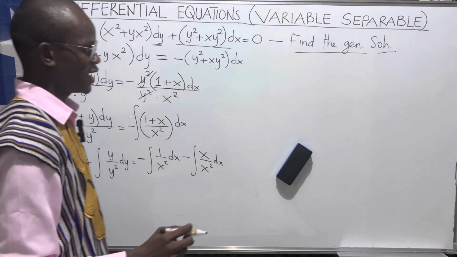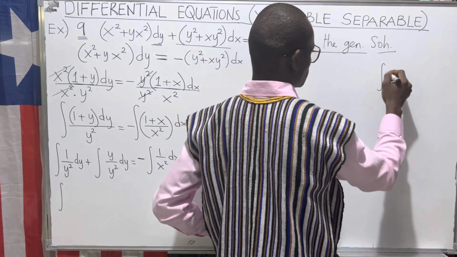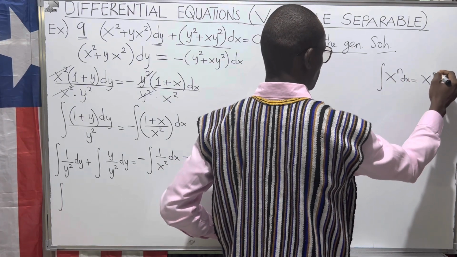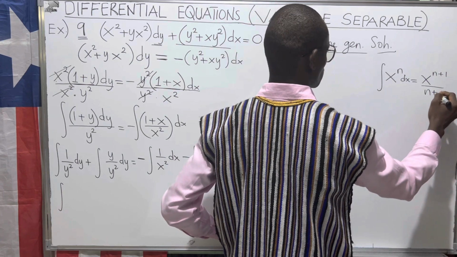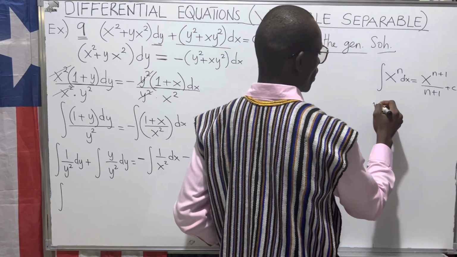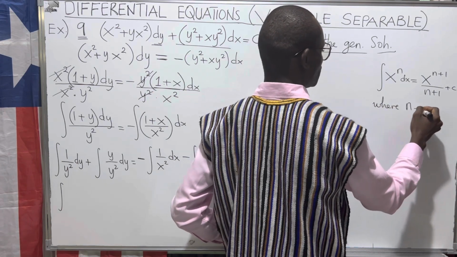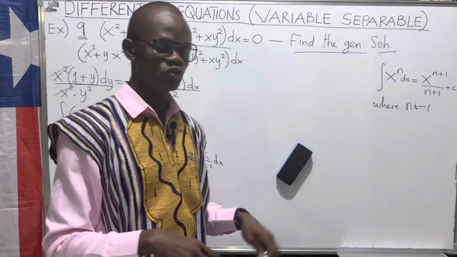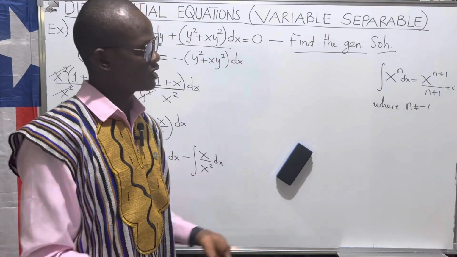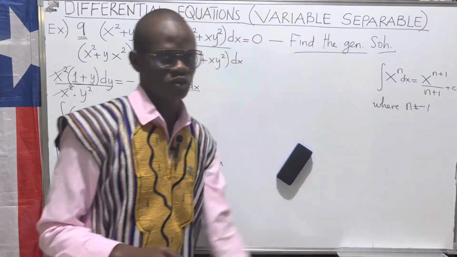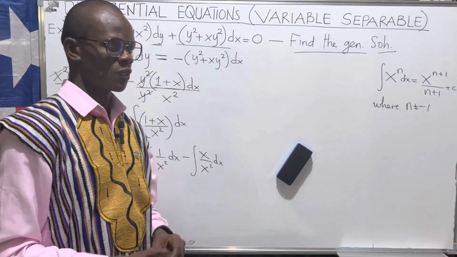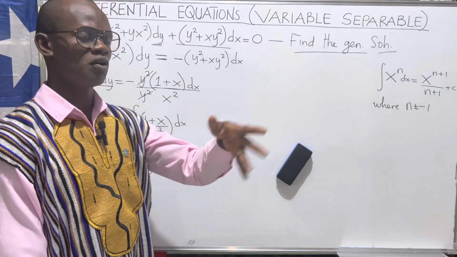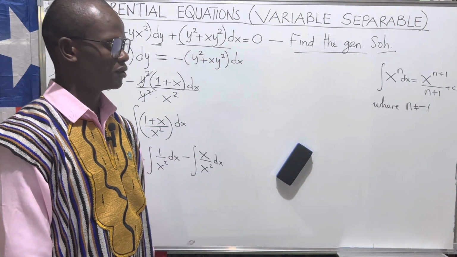Now the rule says the integral of x to the n dx is equal to x to the n plus 1 over n plus 1 plus some arbitrary constant c, where n should not be equal to minus 1. So n can be any other expression. n can be 1 over 2, n can be negative 2, n can be 5, negative 5, but n should never be minus 1. When n is minus 1, that's when we just have the integral to be ln of x, because you know that's the natural logarithm.